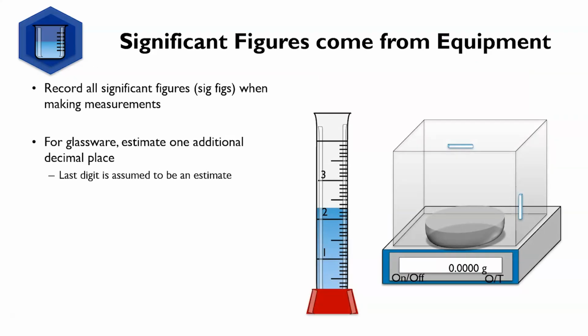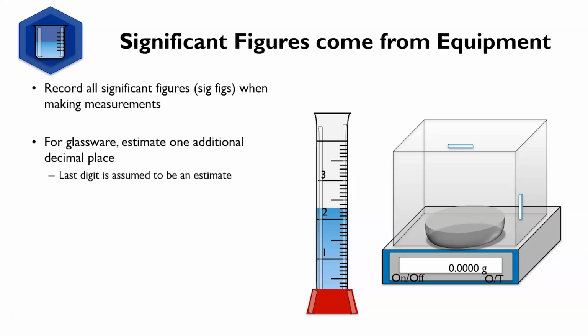The significant figures we use in our calculations come directly from measurements that we took in lab. You'll need to spend some time studying your equipment to determine how many significant figures that particular device uses. You should always record all the significant figures you have when making measurements. For example, when using the analytical balance, if it has 4 decimal places for the mass, you should write down all the decimal places, even if you think you're probably going to be rounding to one significant figure. Again, it's better to have too much information than not enough information. When looking at glassware, you should always estimate one additional decimal place beyond the markings on the glassware. Always assume that the last digit is in fact an estimate.